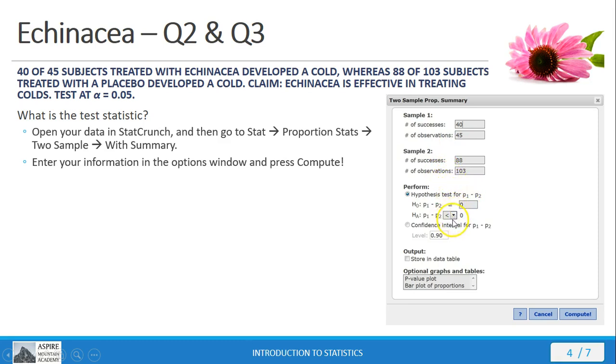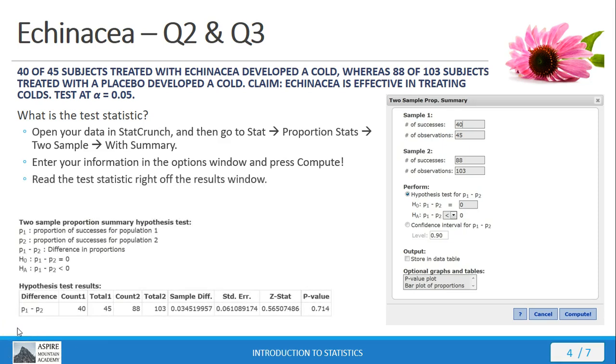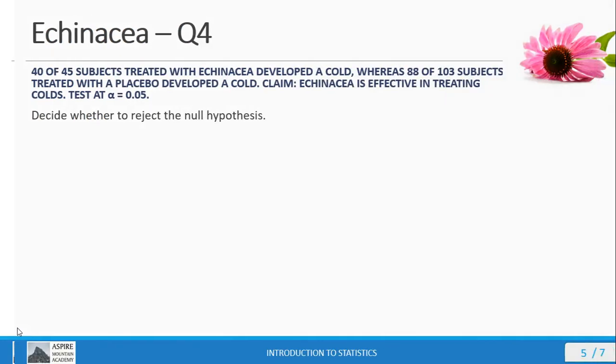Notice we've got the same fields here for our hypothesis test, only this time typically you're going to leave this default value of 0 as is, and all you're going to do is adjust the inequality sign here with the alternative hypothesis. So once you've got that, go ahead and press compute, and then read what you're looking for right off the results window. So you've got the test statistic, which is, as always, the second to last value there in the results table. The p-value, as always, is going to be the last value that's there in the results table. Just read it right off the table there.